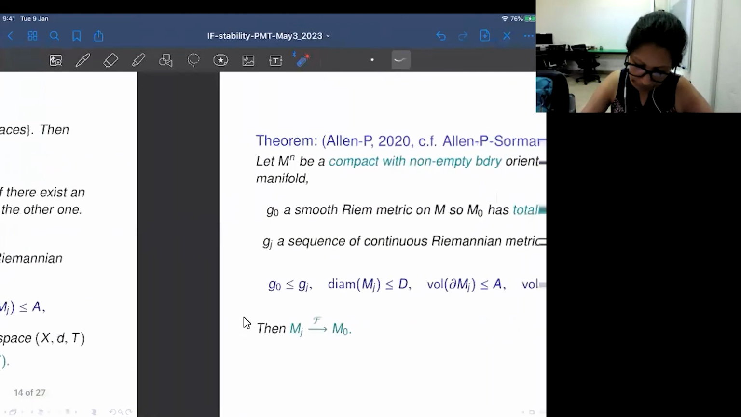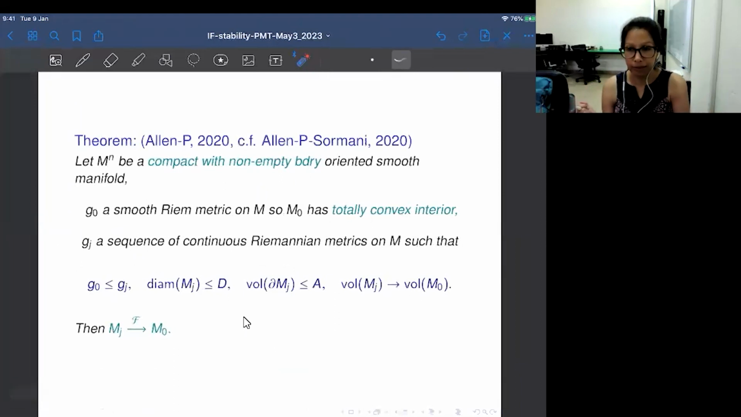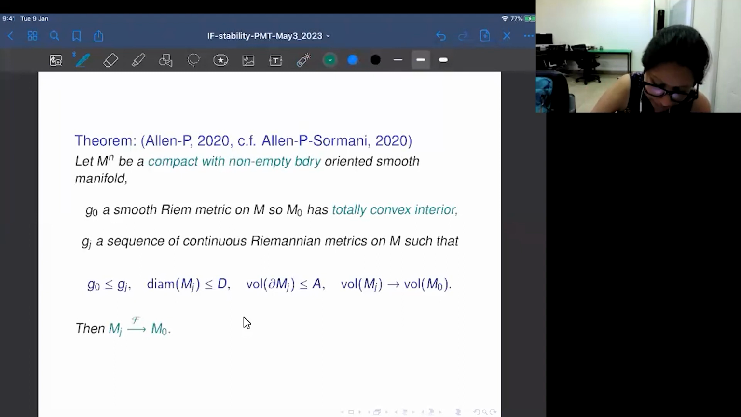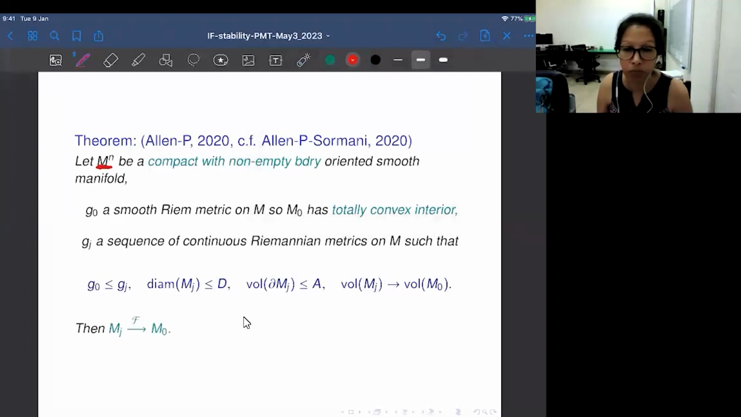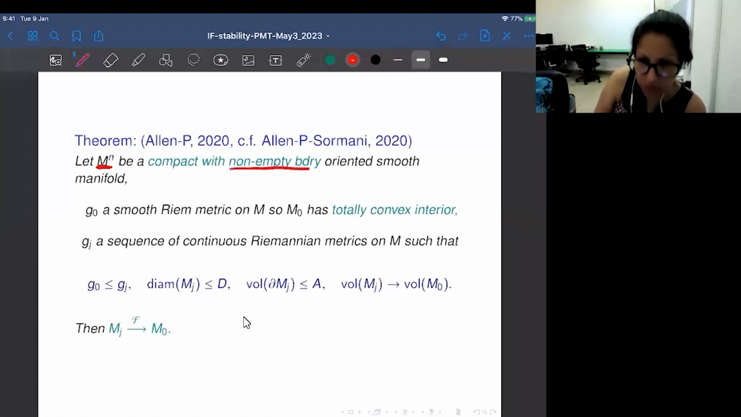Okay. And now for the stability theorem that I would like to prove, we actually only need this theorem, which was proven by Brian Allen and myself. And this theorem says the following. So what we are actually going to do is fix our topology. So fix the topology means fix your manifold M. And we want this manifold to be compact, oriented, and to have non-empty boundary.